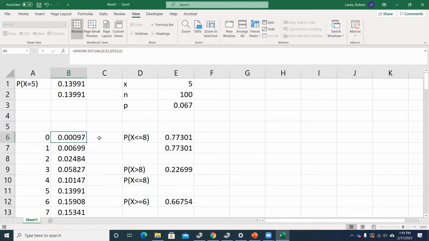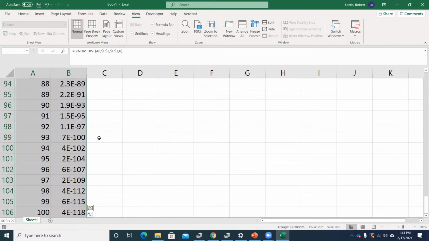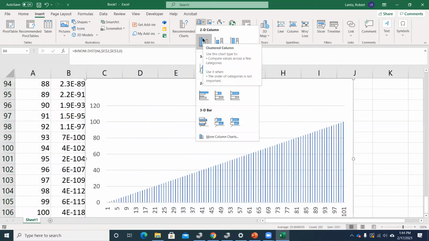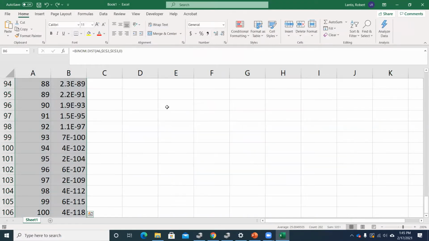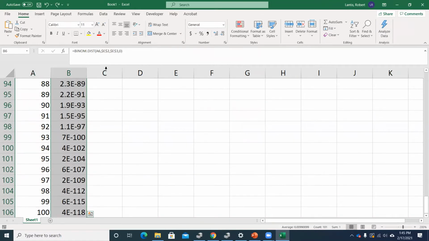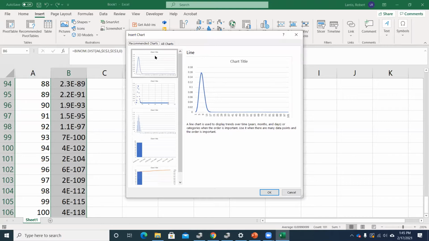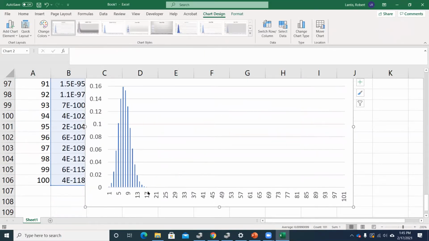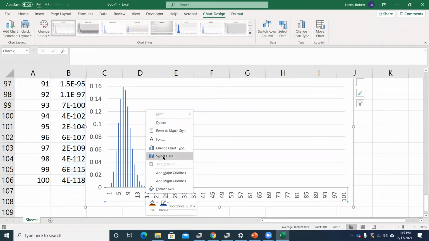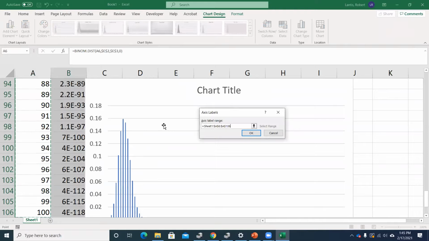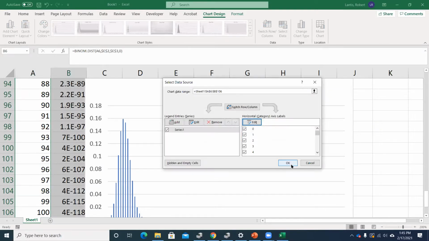Let's actually, I don't know if this will do what I want, but we'll try. So if I select these, yeah, there it goes. Nope, that's not what I wanted. So if I select all these probabilities, and then I just put them into a column chart, and then I'm going to go down here, select data, select those numbers as the possible outcomes.